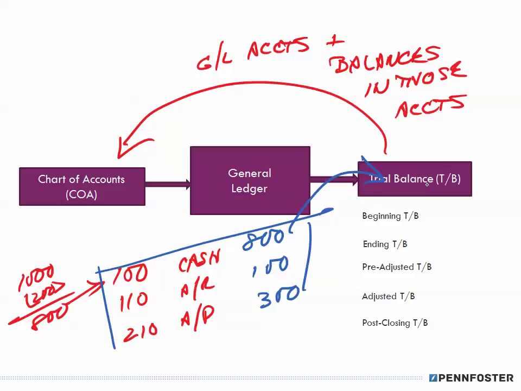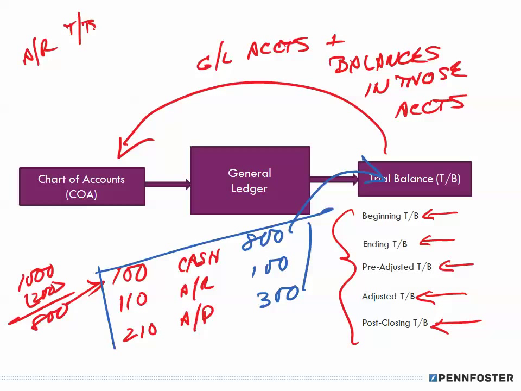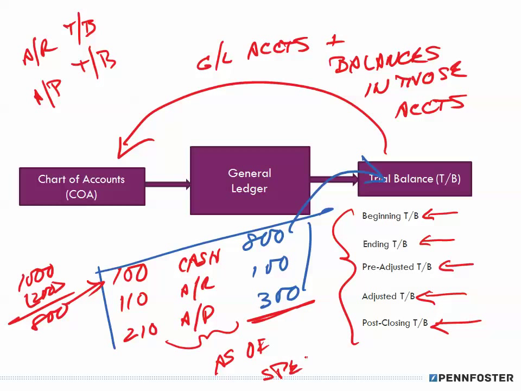Now, I can have more than one trial balance, and the name of the trial balance determines at what point in time I'm creating that particular trial balance. For example, you can see here that I'm showing a beginning trial balance, an ending trial balance, a pre-adjusted trial balance, an adjusted trial balance, and a post-closing trial balance. Okay, these are the most common trial balances. I mean, there are accounts receivable trial balances, there is an accounts payable trial balance, and numerous other trial balances, but the whole point behind a trial balance is that the trial balance shows the information and the balances as of a specific date. Okay, and the name of the trial balance is based upon whatever use that you're using it for.